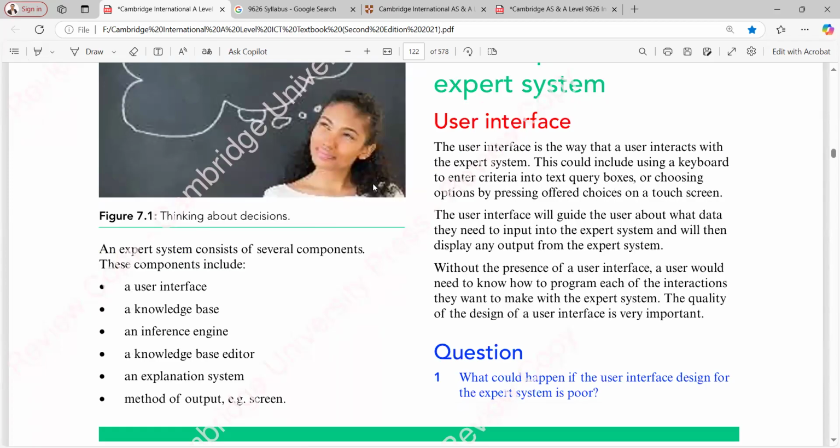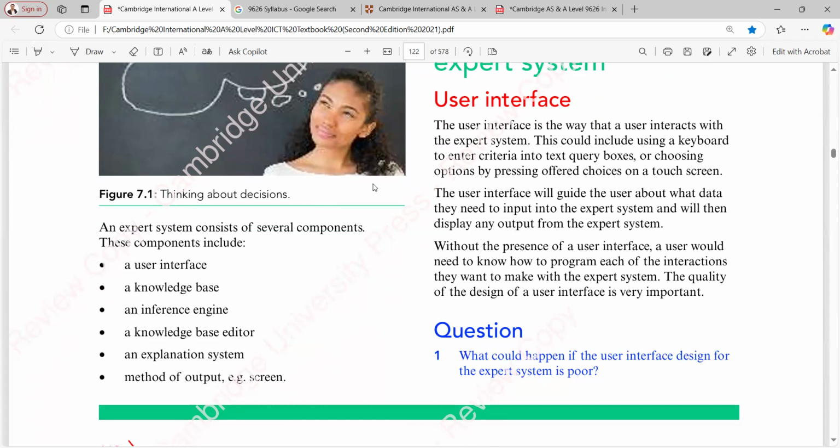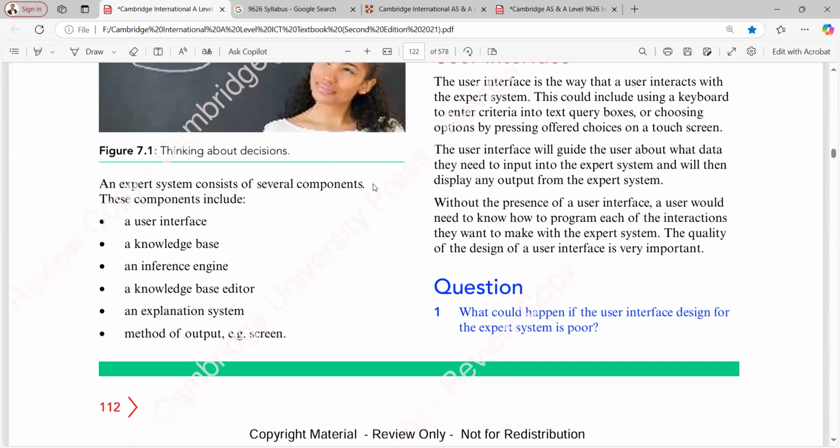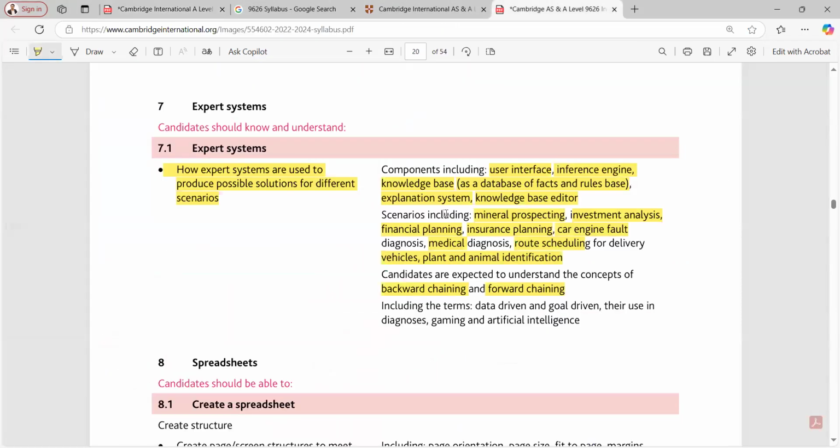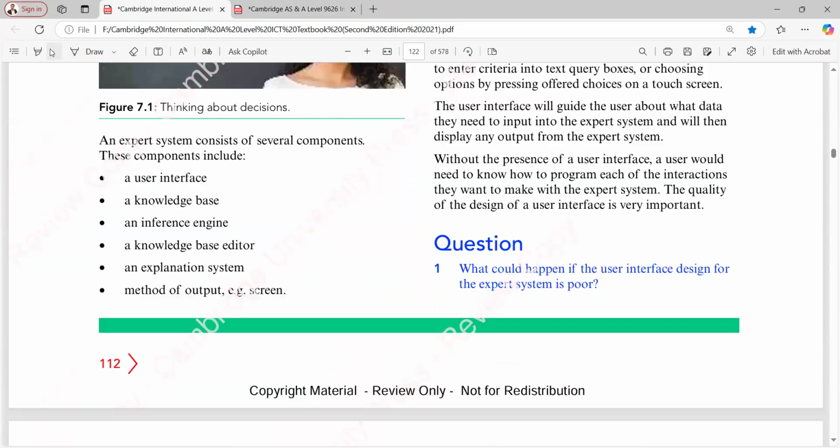Now, after the basic definition of an expert system, we need to discuss the several components of an expert system. Like how does this even work, or what are the components? Some of the important components are also a part of your syllabus, which I just showed you. So we need to take the information of them. So first of all, we have the user interface.